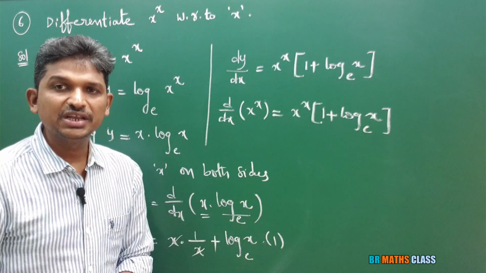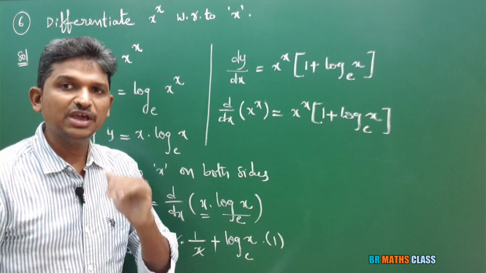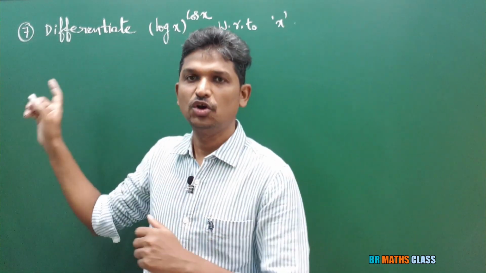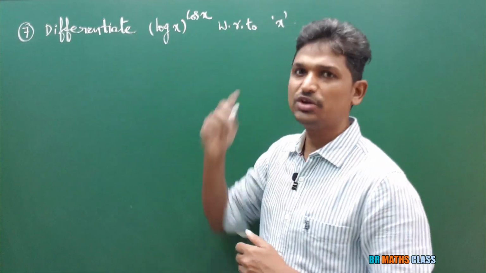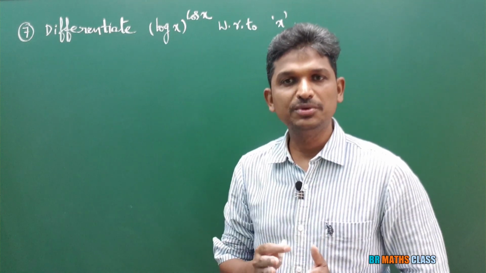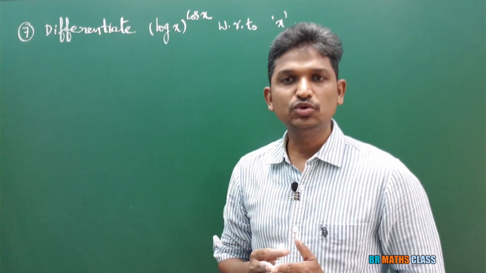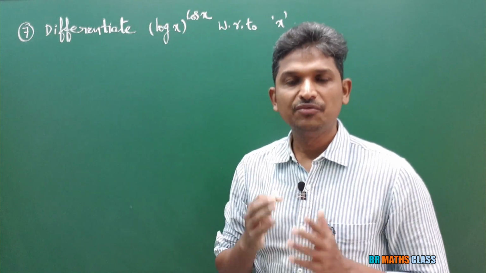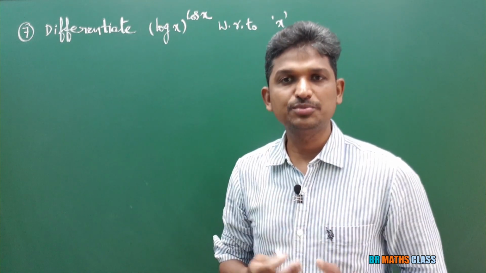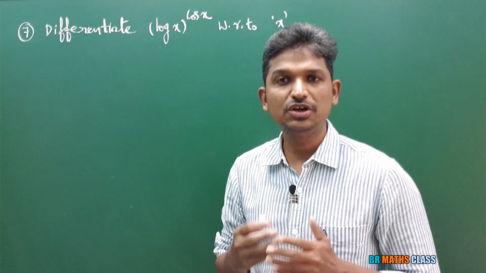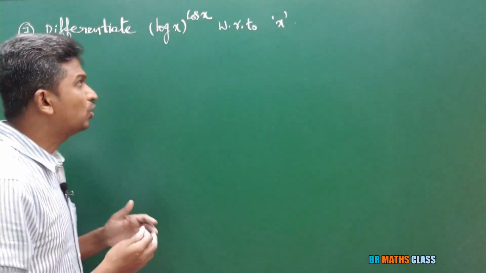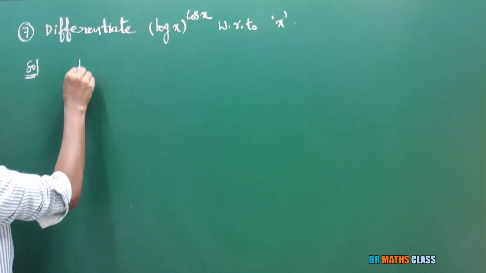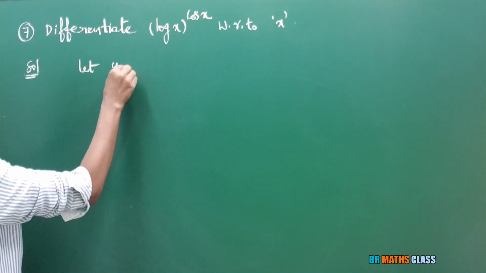One more problem is remaining in this class, that is also of the form f of x power g of x. You observe this question number 7: differentiate log x power cos x with respect to x. This last problem is similar. What thing you need to observe here? The given function is of the form f of x power g of x. When the given function is of this form, to differentiate it, we use logarithmic differentiation.